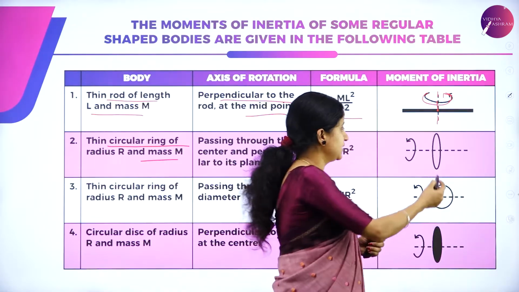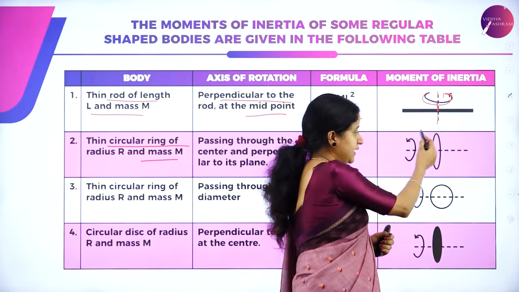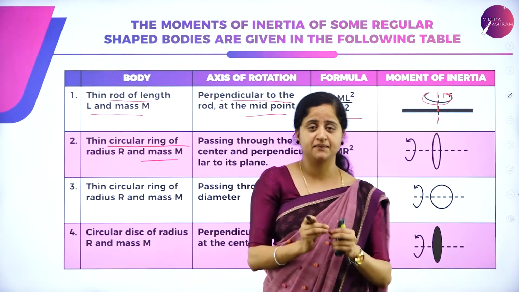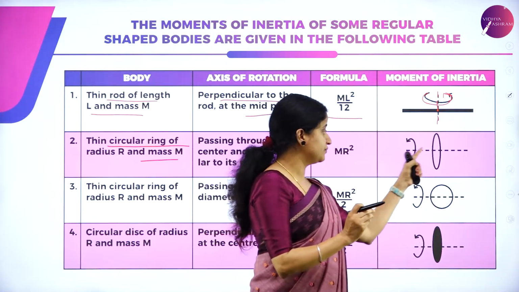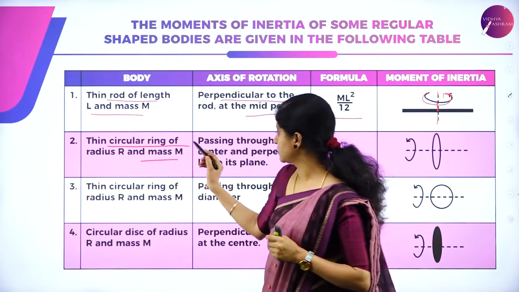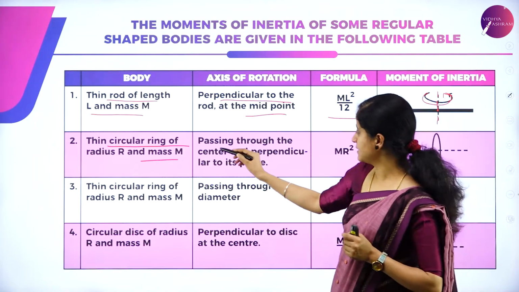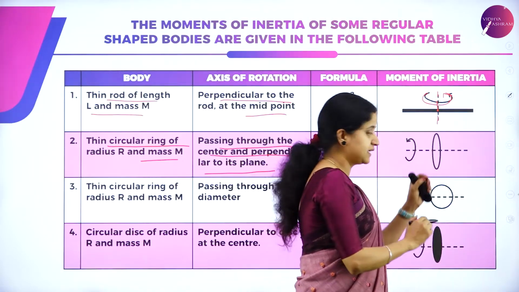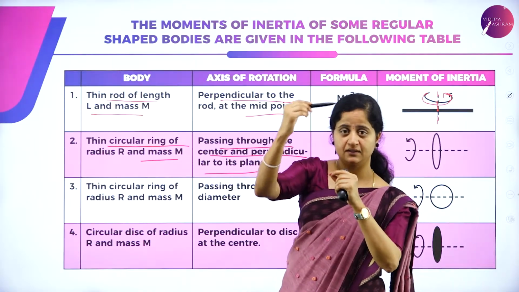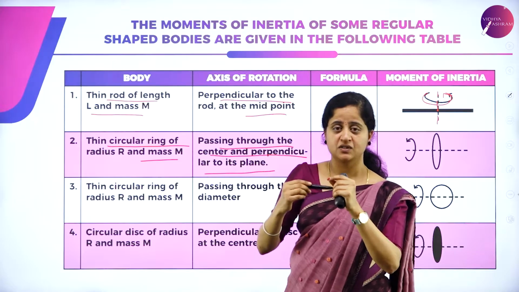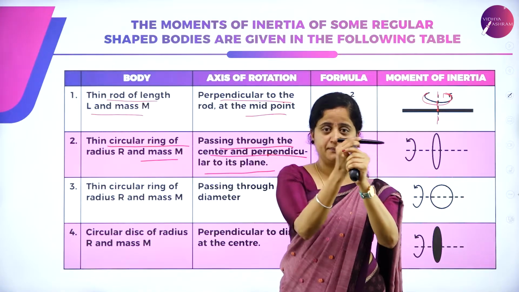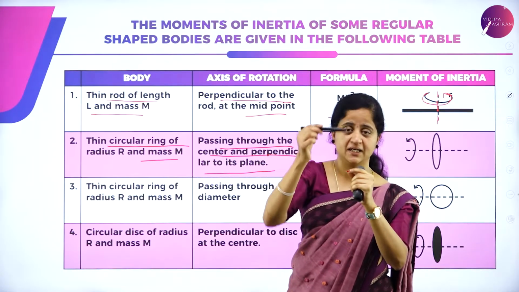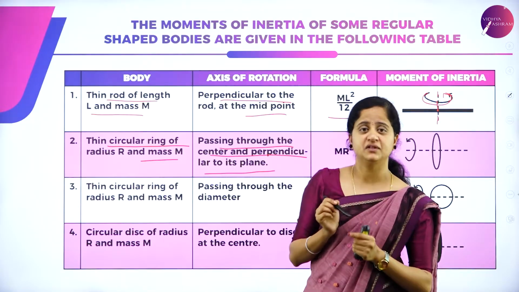Say for example, I have considered a circular ring of radius r. It has some mass m. The axis of rotation of a circular ring will pass through the center and it is perpendicular to its plane. Say for example, we have a thin circular ring. So, the axis of rotation is perpendicular to the plane and it passes through the center of the ring.